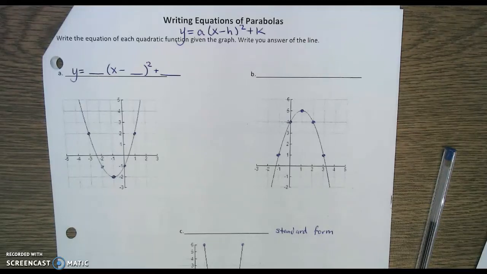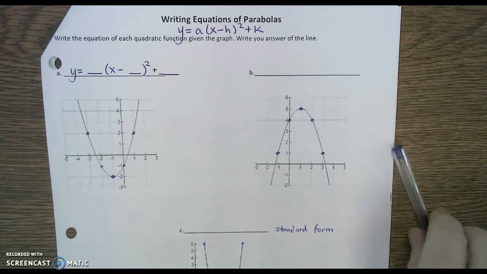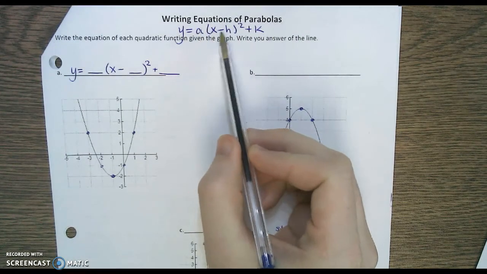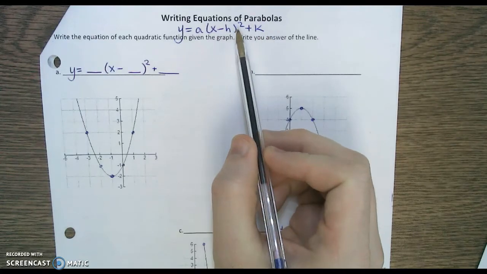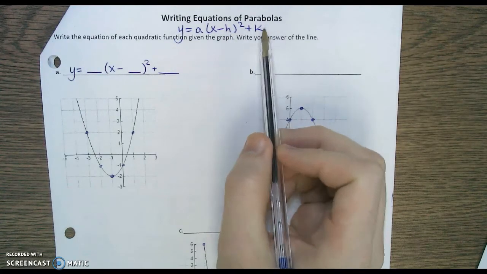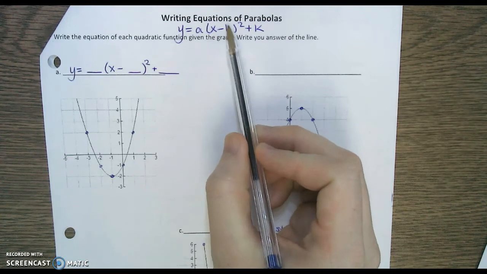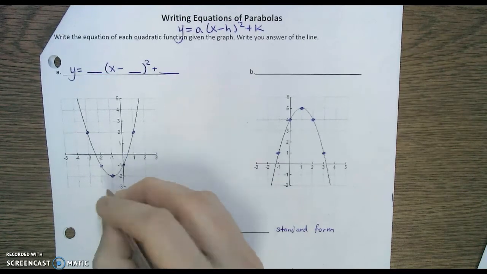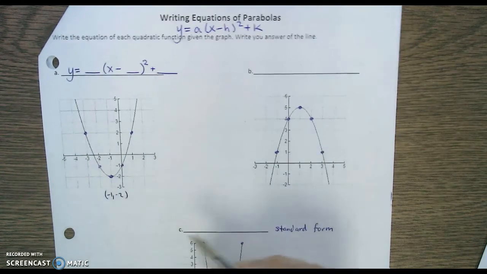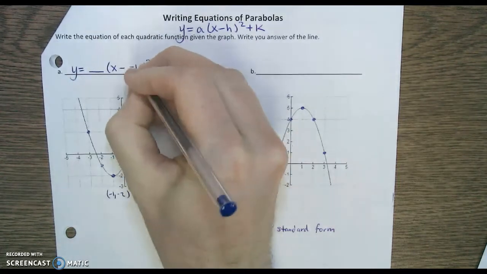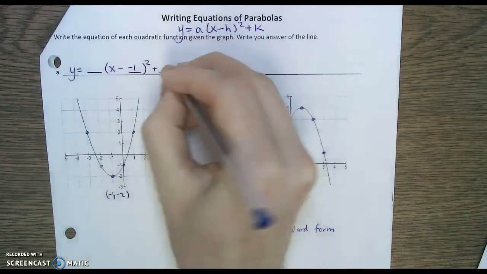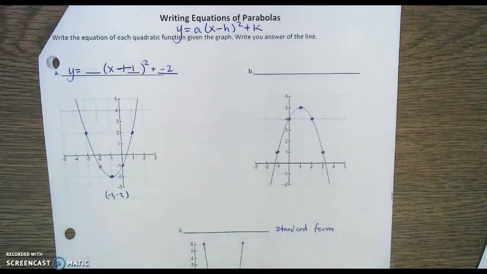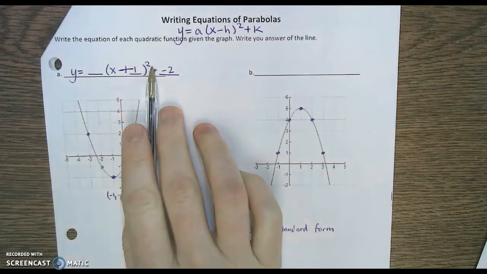Here we're writing equations of parabolas, and we know parabolas follow this vertex form where you've got a(x - h)² + k. So we can start by plugging in our vertex. Remember, it's minus h, so it's always opposite of whatever the x value is. So here my vertex is -1, -2. And so if I plug in -1, and if I plug in -2, so minus -1, this is +1. So I've got (x + 1)² - 2.